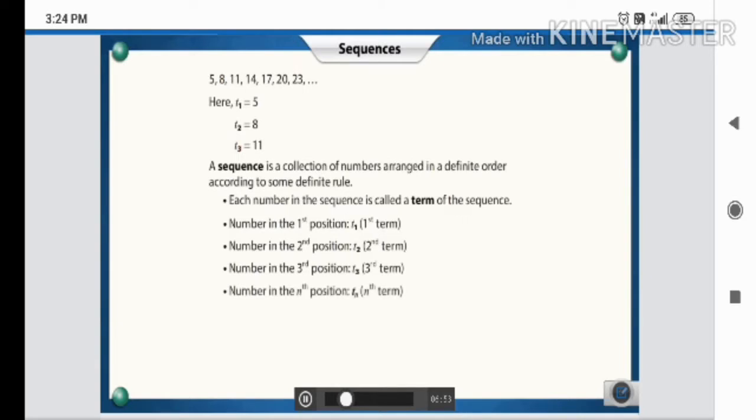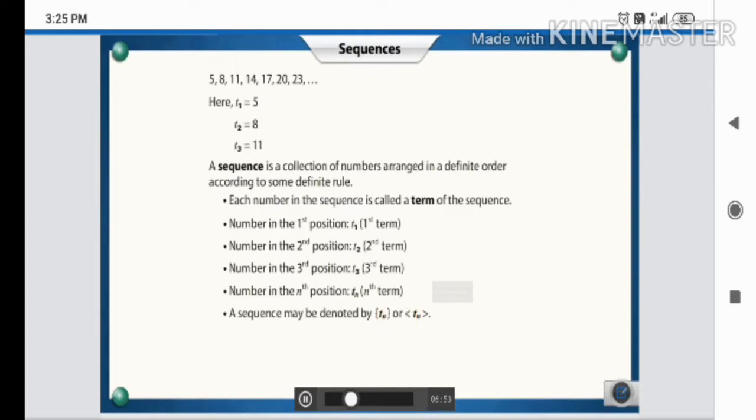We can generalize this and understand that the number in the nth position of a sequence is called the nth term and is denoted by Tn. The sequence as a whole can be denoted like this. It is read as sequence Tn.